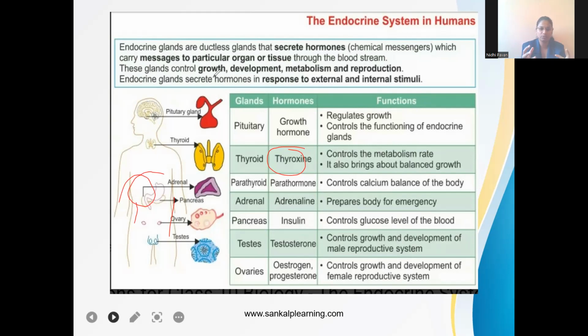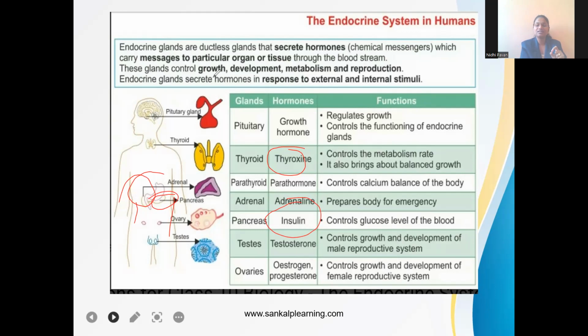Okay, the shock-resisting hormone. So the pancreas, as you can see, releases a hormone called insulin. This insulin controls the glucose level in our body. If insulin is secreted more or less, we will get diabetes, which in common language is called sugar. The next one is the testis, which is a gonad present in males. Testis is the gonad of a male. It releases a hormone called testosterone.